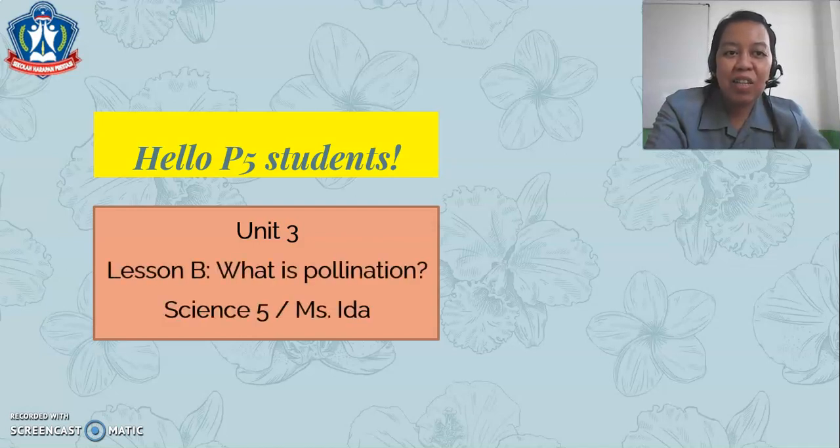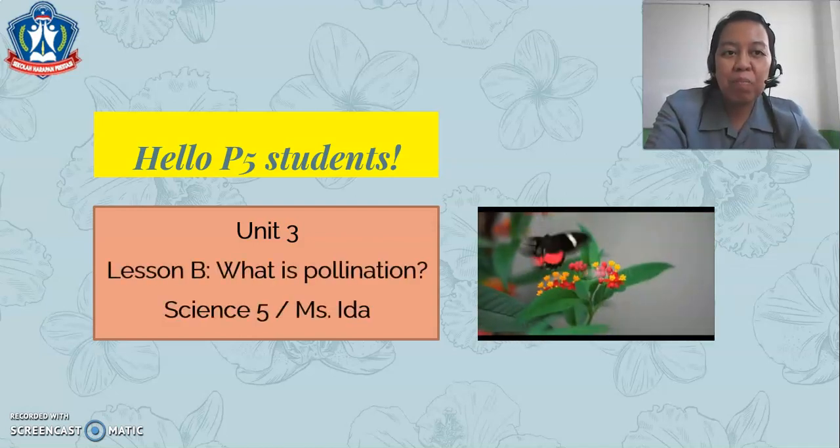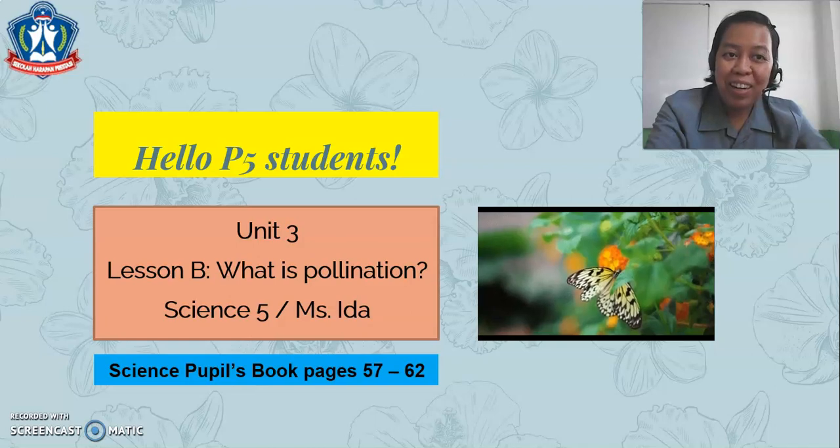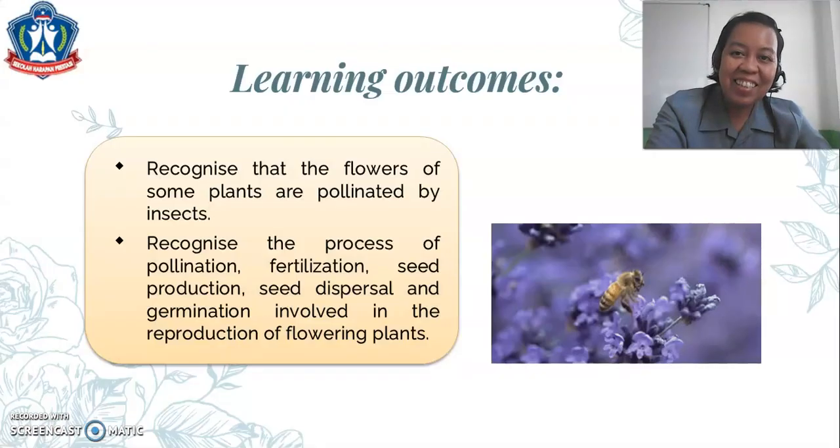Let's get our Science Pupils book and open it on pages 57 to 62 while watching this video. So what are you waiting for? Let's get started! Our learning outcomes are the following.